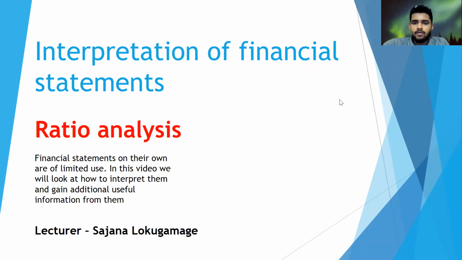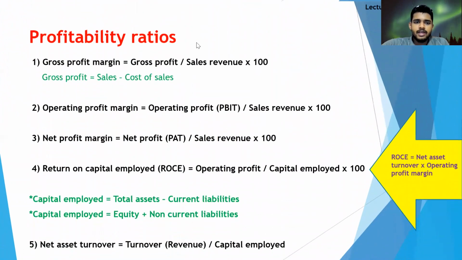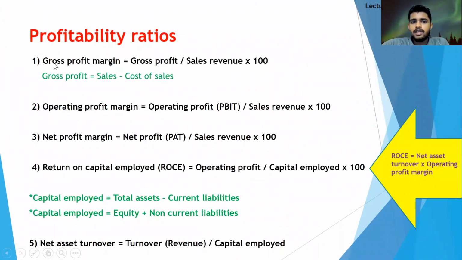Moving forward. The first area that we need to look into is profitability ratios. The first ratio we have is gross profit margin. Gross profit margin is equal to gross profit divided by sales revenue into 100. How to calculate the gross profit? Gross profit is equal to sales minus cost of sales. So what does the ratio tell? Gross profit margin tells how much your gross profit is as a percentage of your revenue. That is the meaning of your gross profit margin.